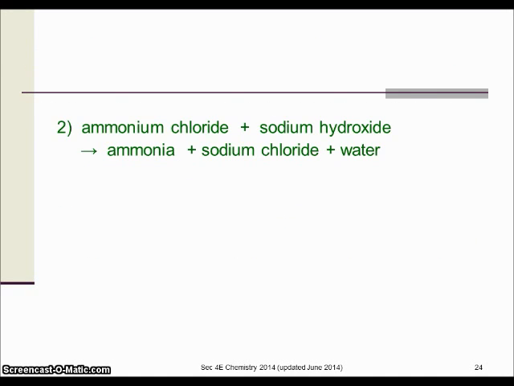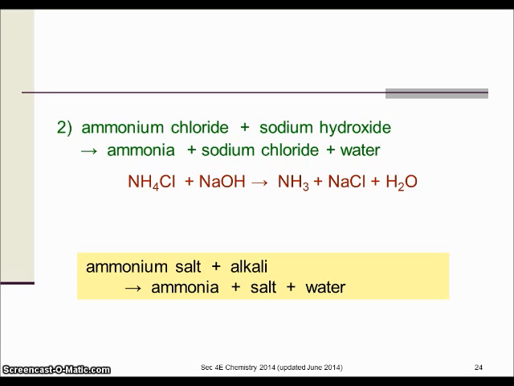Another example is the reaction between your ammonium chloride and your sodium hydroxide. In this case, your ammonia gas, sodium chloride, and water are produced. The general equation for the reaction between an ammonium salt and an alkali is as shown.